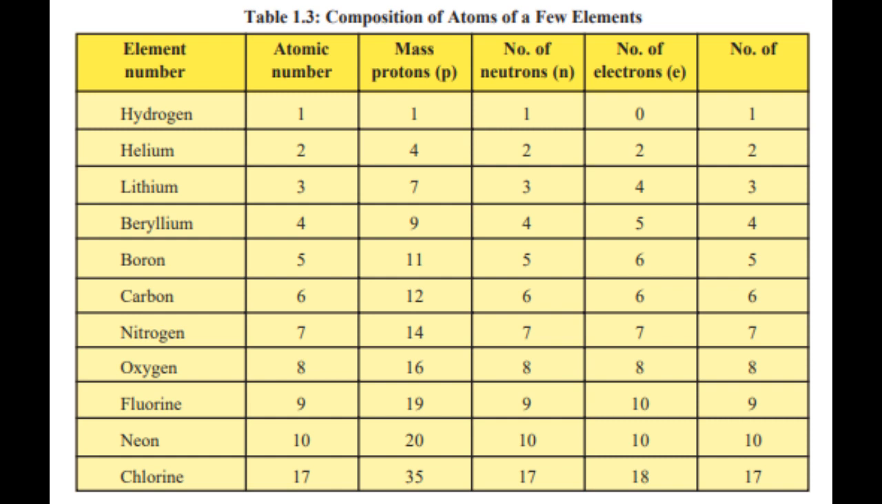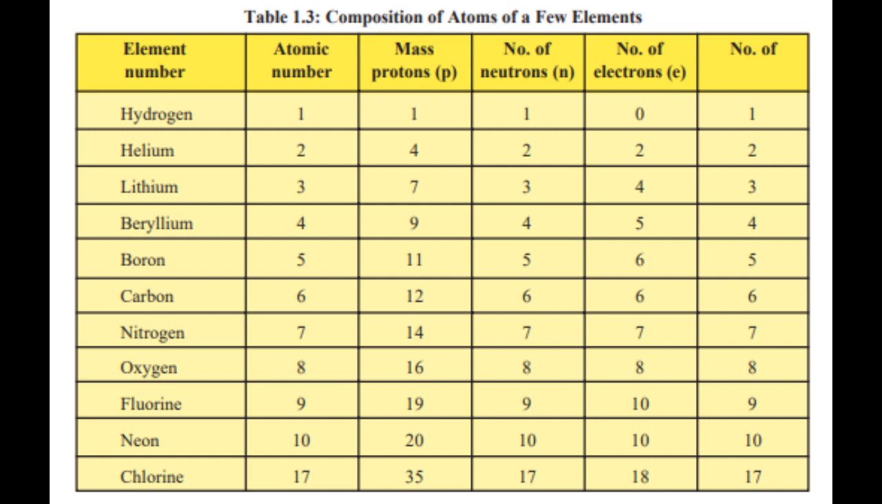Mass number of oxygen equals 8 protons plus 8 neutrons equals 16. The mass numbers and atomic numbers of a few elements are given in Table 1.3. Table 1.3. Composition of atoms of a few elements.